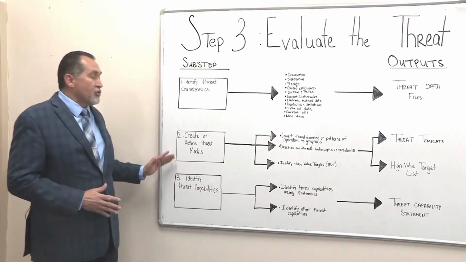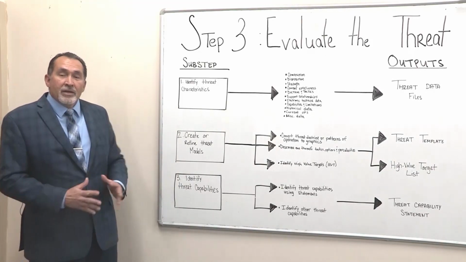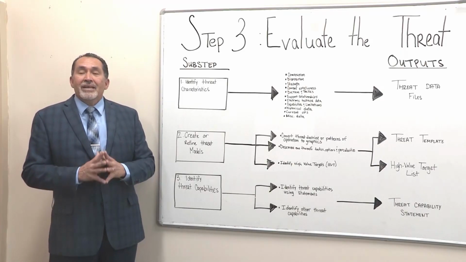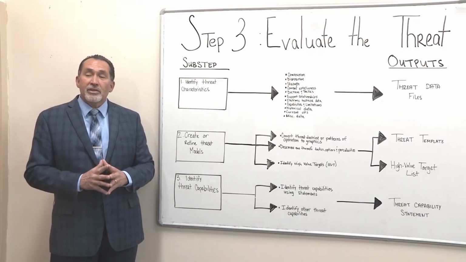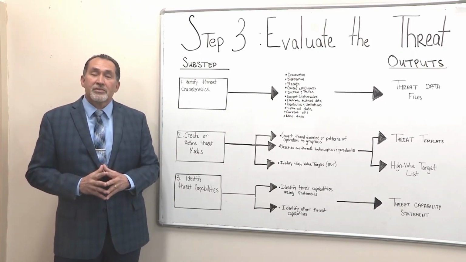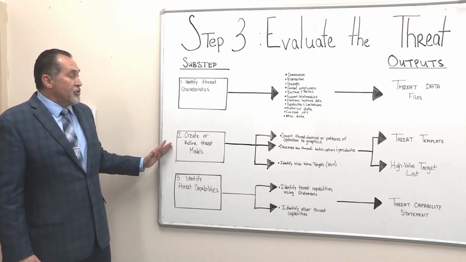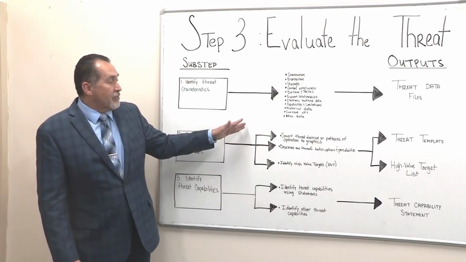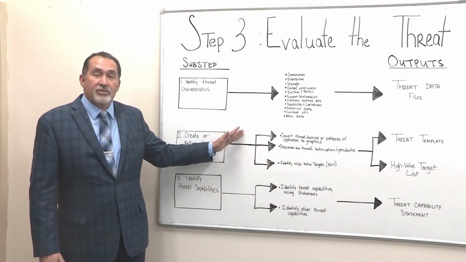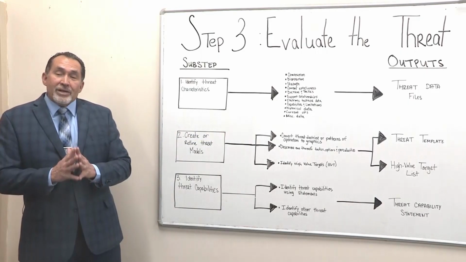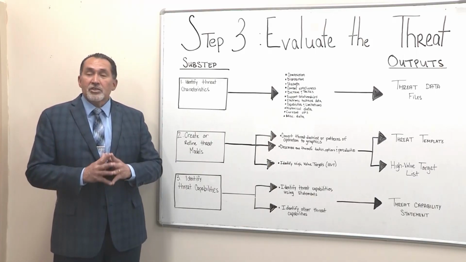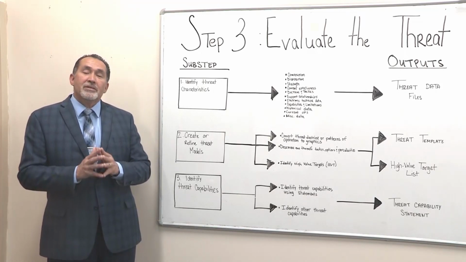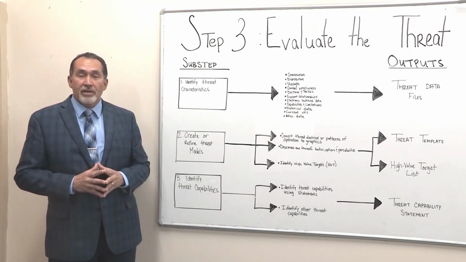Substep number 2 includes create or refine threat models. A threat model is an analytical tool that assists the staff in developing situational templates during step 4 of the IPOE process. Substep number 2 includes 3 tasks. Task number 1 is convert threat doctrine or patterns of operations to graphics. Threat templates depict the threat's disposition and action for a type of operation. Templates should be depicted graphically as an overlay.